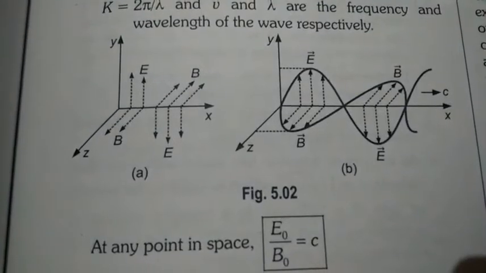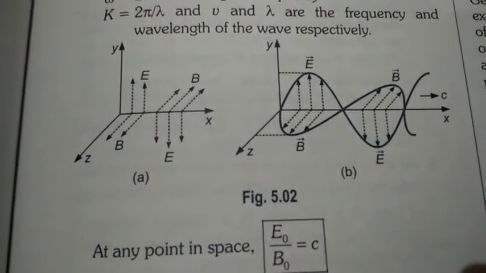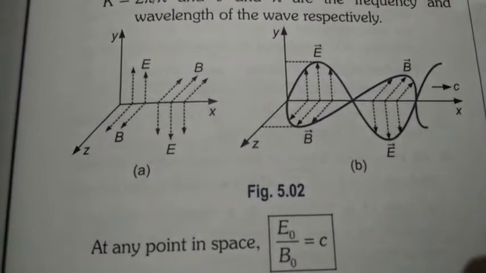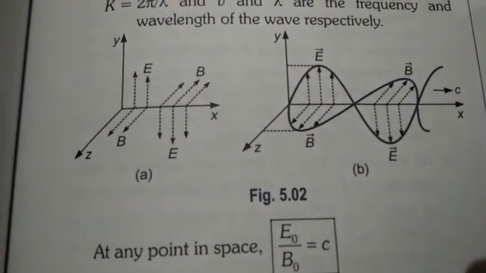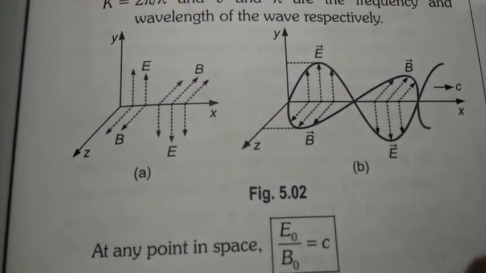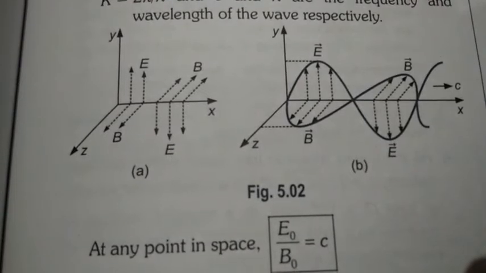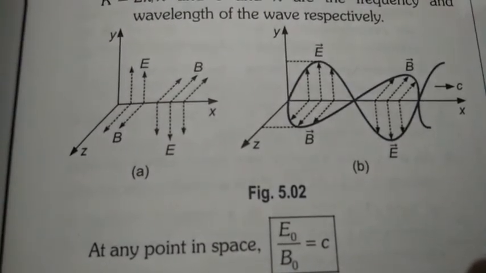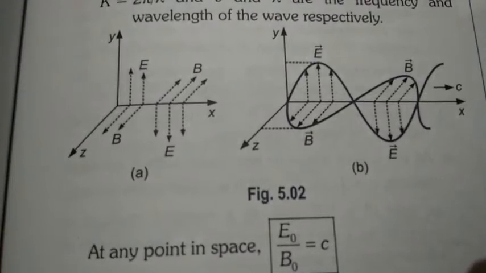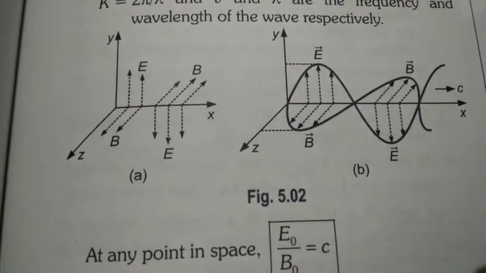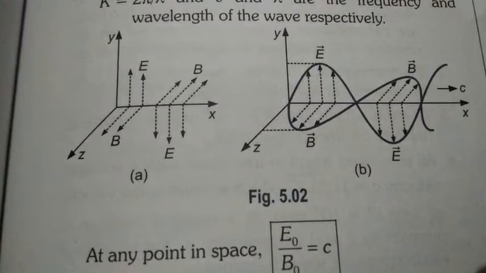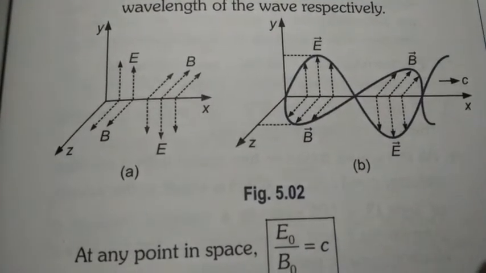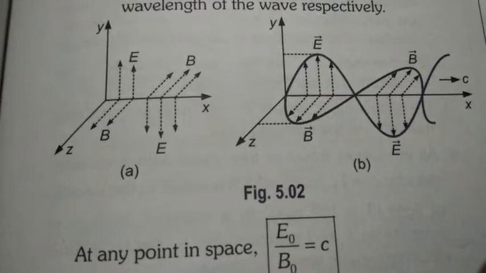Now one important thing to keep in your mind, that a time varying magnetic field produces an electric field and a time varying electric field produces a magnetic field. That means if any one field is present here, the other field always will be present, because one type of field produces the other type of field. So that's why electromagnetic waves are always present if any one field is present there.